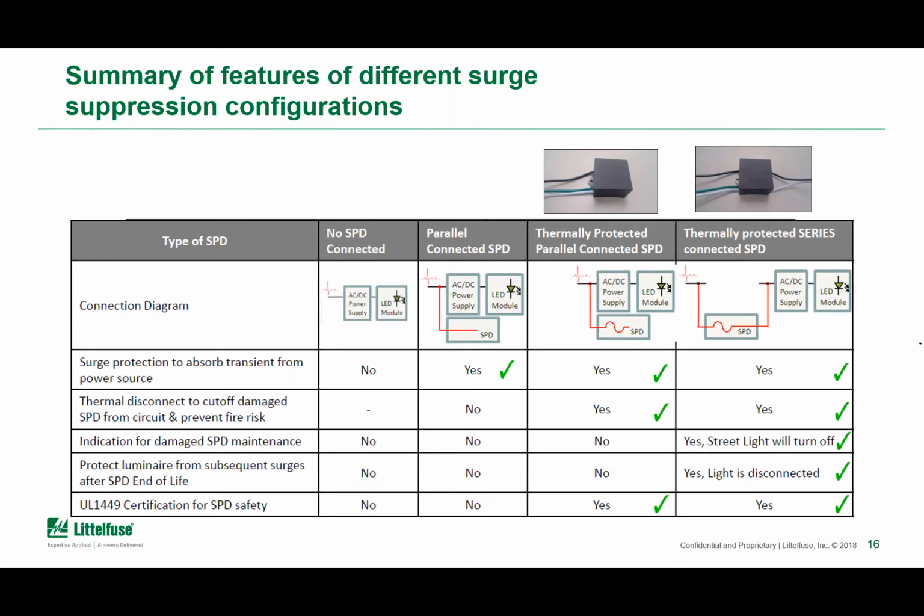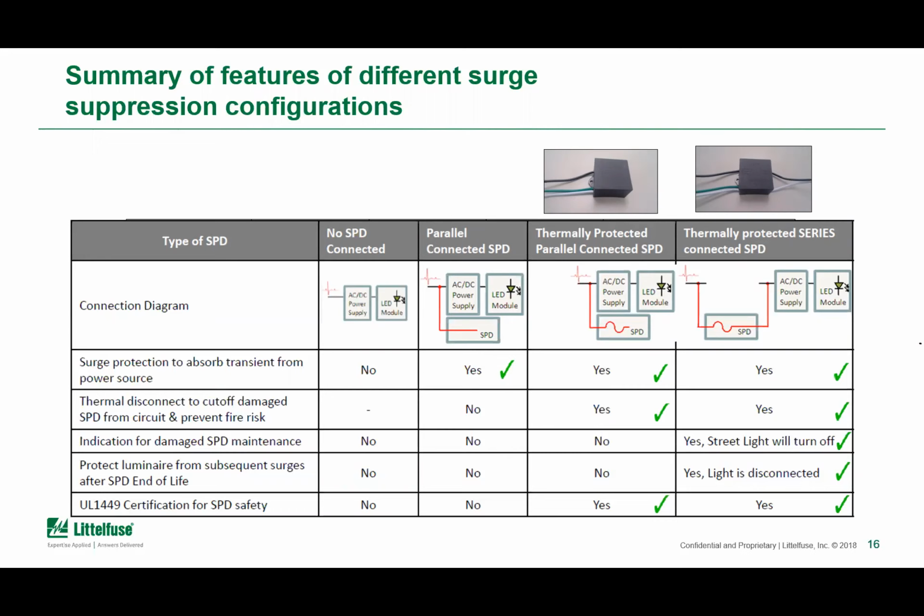Another option is a parallel connected, thermally protected module. Parallel connection is really the same thing, but at this point thermal protection has been integrated into the module itself. So if it experiences an end-of-life condition, or an abnormal overvoltage condition, the thermal element will activate, disconnecting the module from the circuit and preventing it from going into a catastrophic type of failure. The issue with this is that once the module is taken offline, you no longer have surge protection. So the next transient that comes down the line, your driver is going to be fully exposed to it.